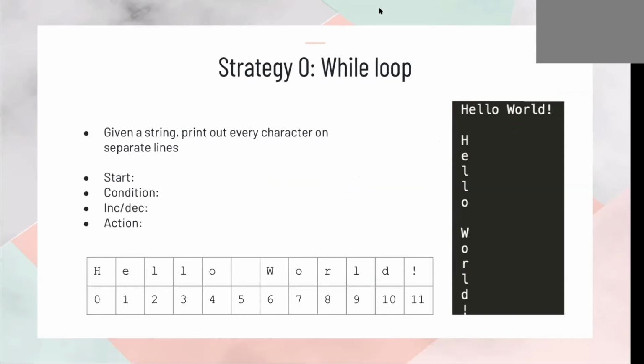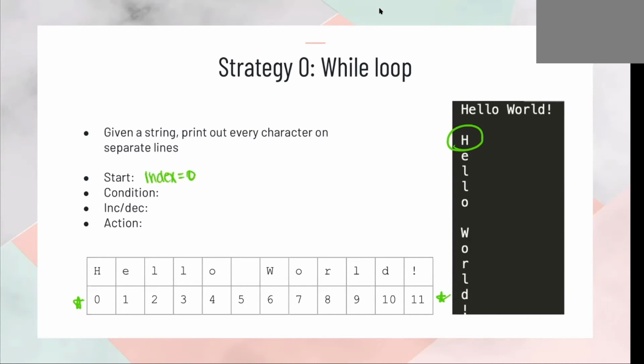So we're going to talk about different loops in order to get this done. The first loop I'm going to talk about is the while loop. Given a string, we want to print out every single character on separate lines, starting from where? Well, if you think about how everything is labeled in a string, we have indices. The first character we want to get is capital H, which is index 0. So that means I want to start with my index equal to 0.